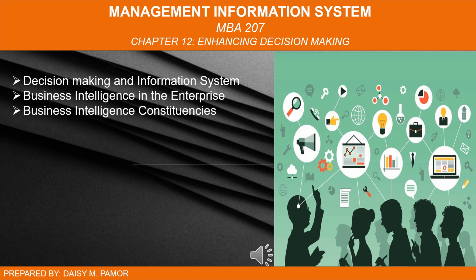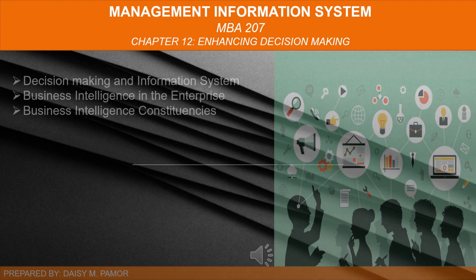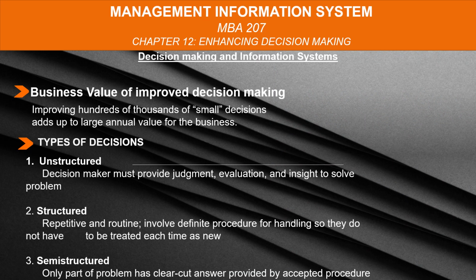Today I will be tackling chapter 12, which is enhancing decision making. The subtopics are decision making and information systems, business intelligence in the enterprise, and business intelligence constituencies. Decision making and information systems.